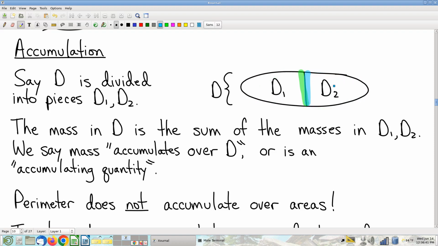Yeah, it's because of these two extra pieces of perimeter that you get when you make that slice, right? And so there's just simply more perimeter on the two individual pieces than there is on the whole itself. Does that make sense?